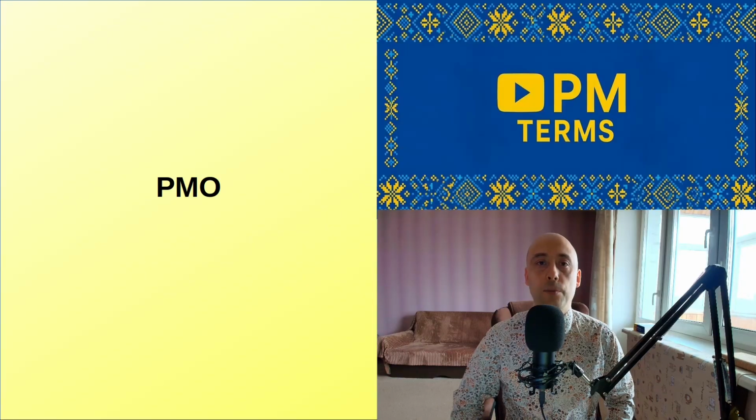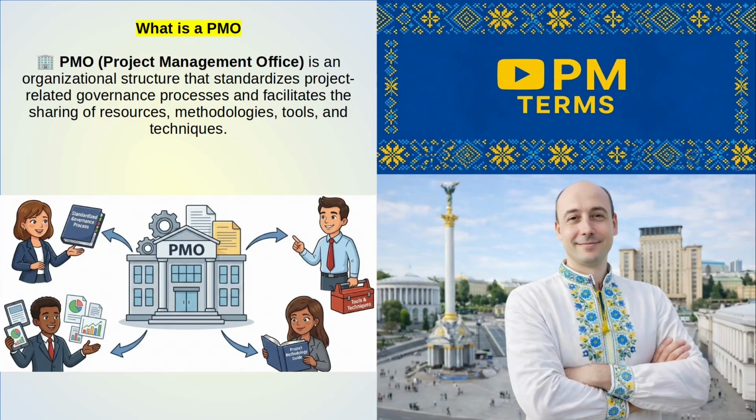Today we are digging into the PMO, what it is, its key functions, and the types organizations use. What is a PMO? Project Management Office, or PMO, is an organizational structure that standardizes project-related governance processes and facilitates the sharing of resources, methodologies, tools, and techniques. In simple terms, a PMO exists to support project managers, enable better decision-making, and increase the likelihood of project success.